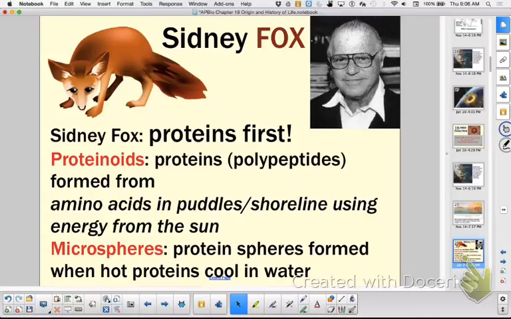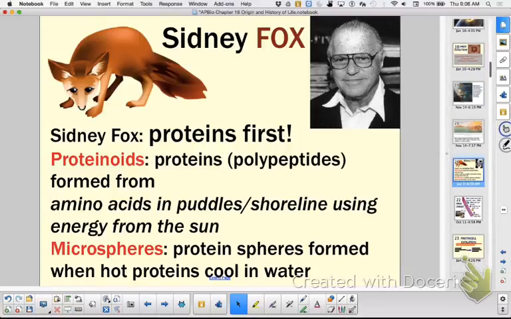Anyway, so he said proteins first, and that you would form these polypeptides, maybe along the shoreline using energy from the sun. And then when they get splashed into the water, you do form these microspheres as a result. So go to protein first, hypothesis Fox, heat from the sun could form proteinoids, and then I gave you everything else.